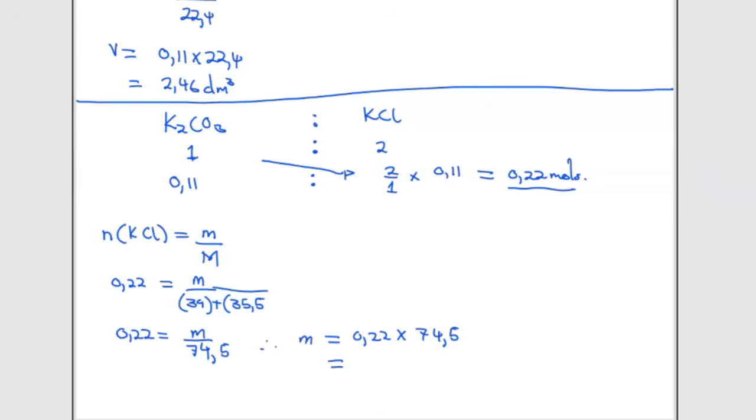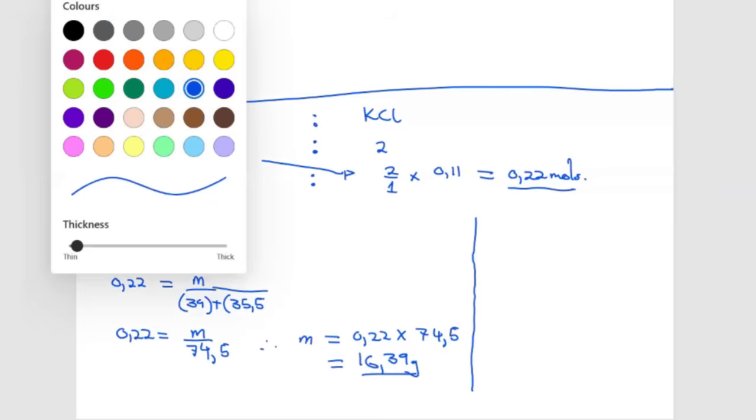0,22 times 74,5 is a value of 16,39 grams, right? So these are the grams that I'm actually going to have there. After that, now I'm supposed to calculate my percentage yield. Allow me to use that small space there.